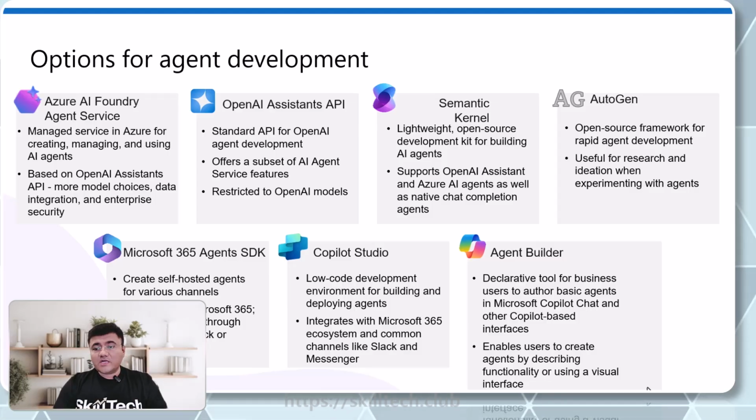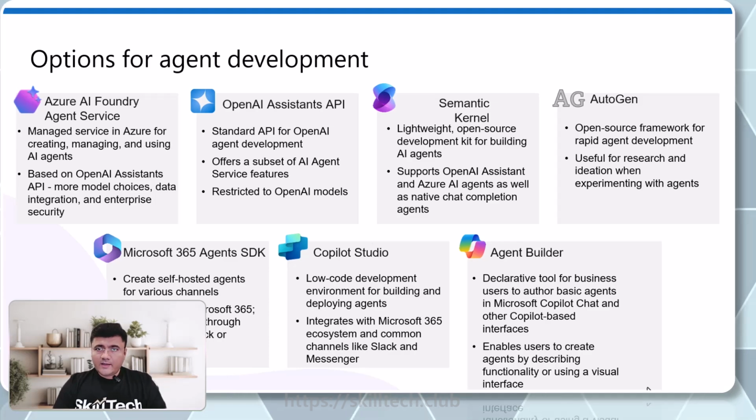Next, we have something which is Agent Builder. This is a declarative tool for business users to author basic agents in Microsoft Copilot, Chat, and other Copilot-based interfaces. So if you have heard about those 16 to 18 different Microsoft Copilots which are given to the business users, Agent Builder is basically helping you to customize those agents. It enables users to create agents by describing functionality or using a visual interface. Basically, this is also one of the tools which helps you to develop and customize agents without writing code.